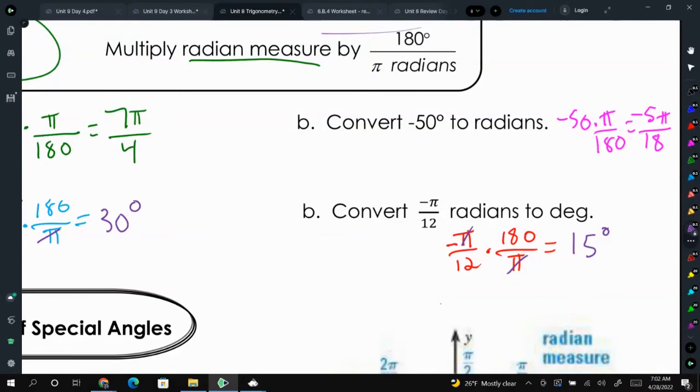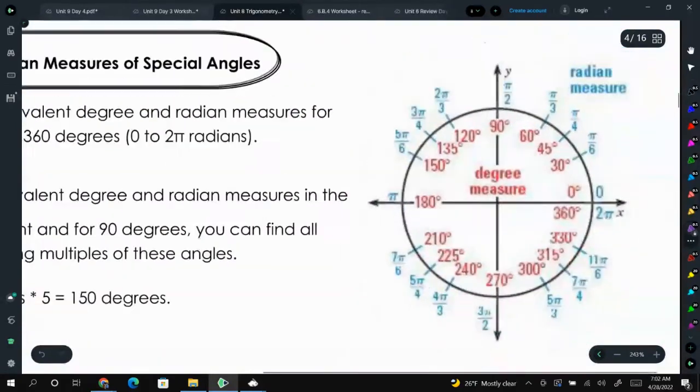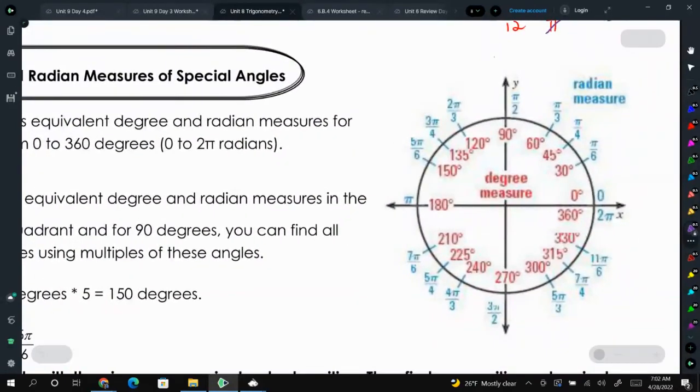So going back and forth between radians and degrees, you can use those formulas. You will get good enough that you will memorize some of the important ones. And these are the important ones here. And again, it may seem like a lot, but there are patterns. And we're going to talk about some of those patterns. Look at the 45s.